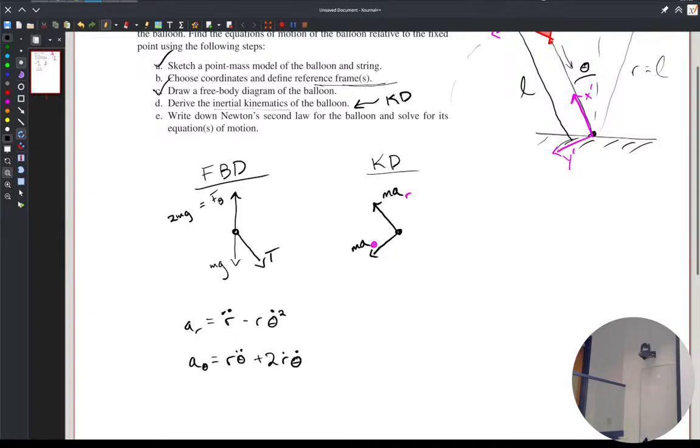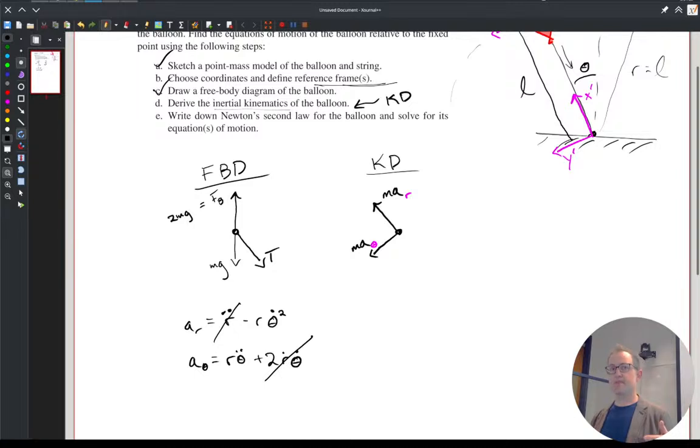It's good. So, we got one term for each one, right? R theta dot squared and R theta double dot. Which one's going to define our equation of motion? Or sorry, equations. We could have equations of motion. I jumped a step. How many equations of motion do we have?